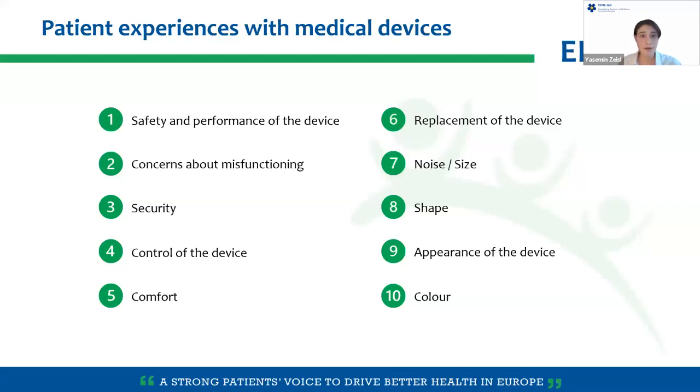Then moving on to number 7, noise and size. So size also relates a bit to the comfort aspects. It shouldn't be too bulky or too big. And also in terms of the noise, that has an impact on the quality of life of patients. For instance, if it makes a continuous noise, or even alarms that go off in the middle of the night, that can impact the quality of sleep. Or even social events, for instance, going to the cinema and an alarm goes off, that can be embarrassing for some people and not really make your life more easy or comfortable, let's say.